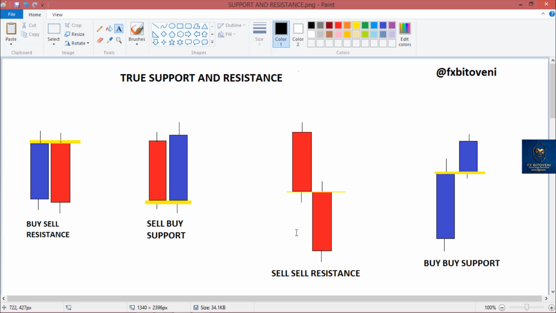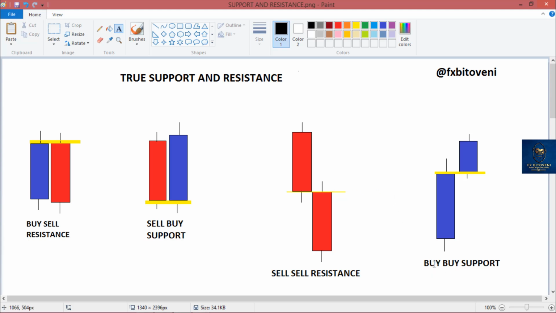So the next one is this. We have sell resistance level. So here it's when a candle closes and a new one opens and then continues to go down. They are all doing what? They are all creating a bearish move, as you can see. So between these two candles is where you find your resistance level. So we call it the sell resistance level because you have one candle selling, another candle selling. So this area is a crucial zone for your future trade.